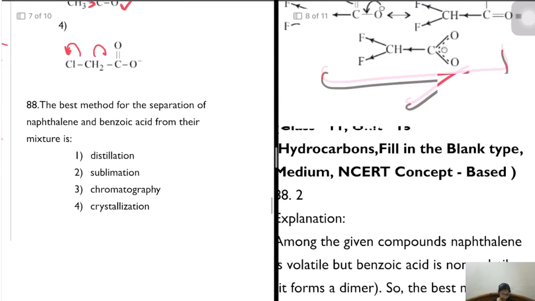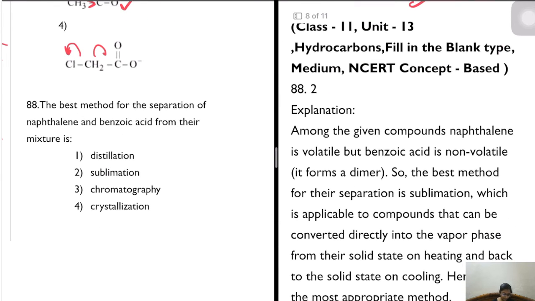The best method for the separation of naphthalene and benzoic acid from their mixture is... Naphthalene here is volatile but benzoic acid here is non-volatile. It forms a dimer. What we can do is sublime. So upon sublimation, what will happen? It will convert from solid to gas directly. So what is the answer? Sublimation.